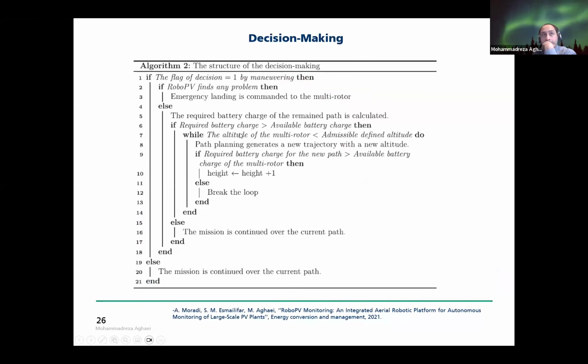And there is another unit for decision making. During the flight, and of course after the flight and landing the drone, it's important to take some action. And this unit is responsible for making decisions for the aerial flights and also for detecting the failures and so on.